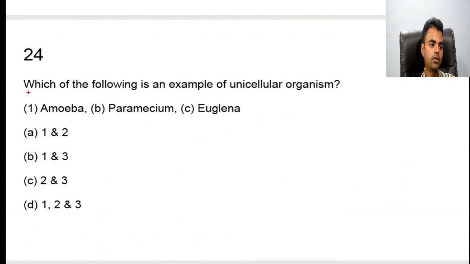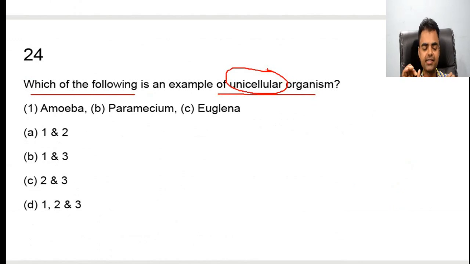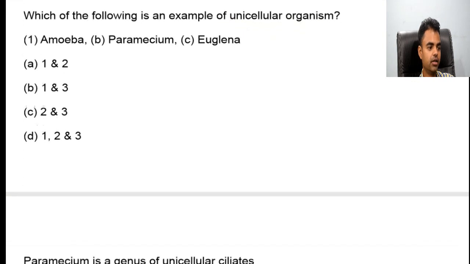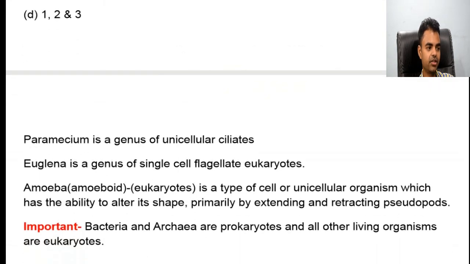Now let's come to the next question. Which of the following is an example of a unicellular organism? What is the meaning of unicellular? It means it has only a single cell. Unicellular means single cell, right? So the options are amoeba, paramecium, and euglena. Option D is the correct answer because all of these are unicellular. I will share much more with you, right? Paramecium is unicellular, euglena is unicellular, as well as eukaryotes.